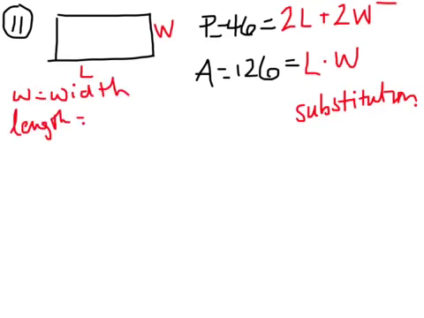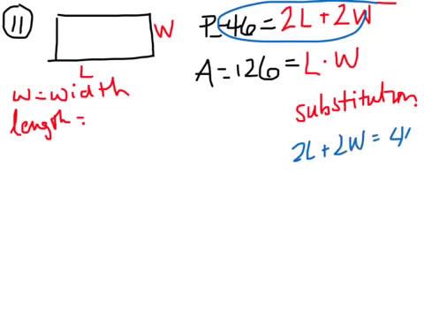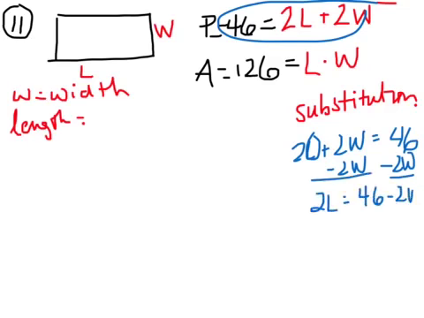Well, if W is the width, how can I describe the length in terms of the width? That's what these equations are for. If you go back up here, you got 2L plus 2W is 46. Well, you can get rid of L by taking this equation and solving for it. Okay, so I'm going to solve for L. I'm going to subtract 2W. And that's going to be 2L is 46 minus 2W. And then if I want to get L by itself, I can divide everything by 2. And I get L is 23 minus W.